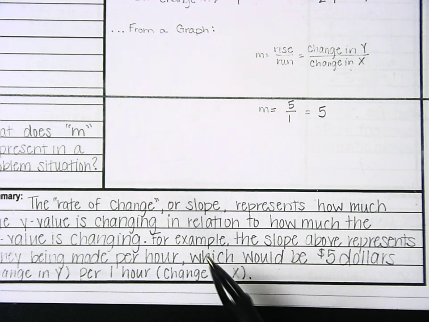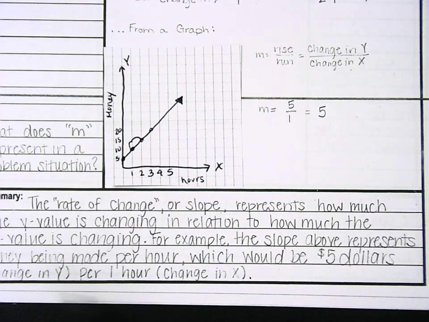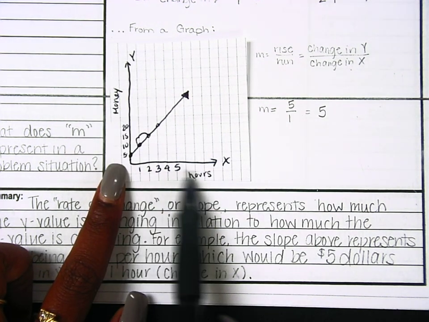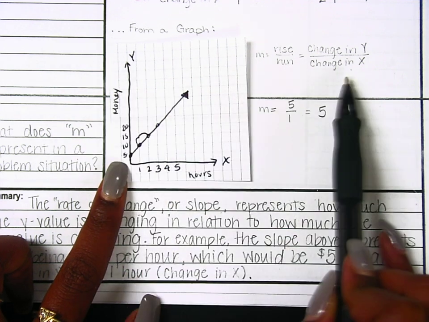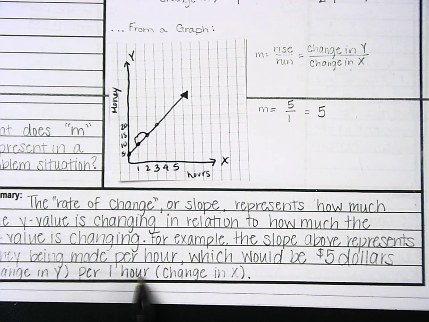For example, the slope in the example above, our graph, represents money being made per hour. This is our money, this is our hours. So change in y is our change in money over our change in hours. Which, in this case, our slope would be $5, change in y, per 1 hour, change in x.